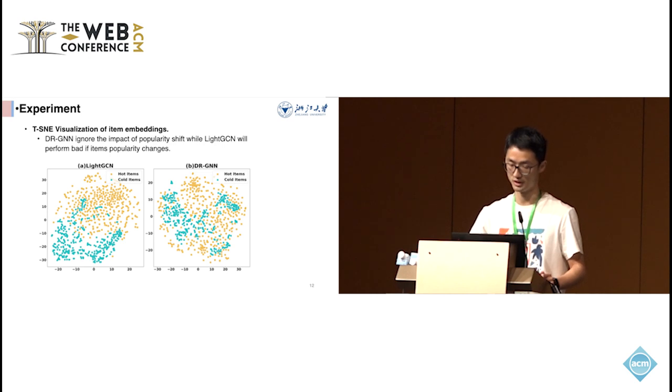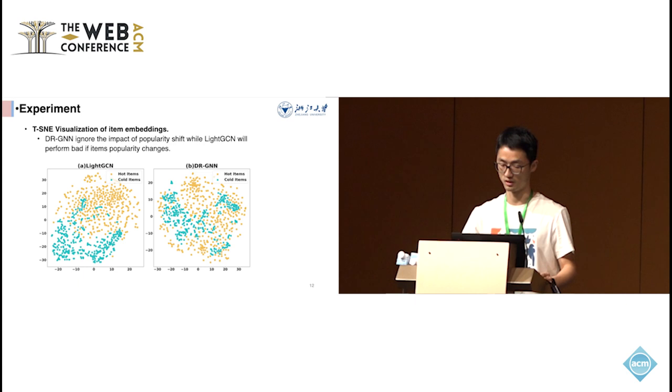To better demonstrate the effectiveness of DRGNN, we visualized the embeddings of items on a two-dimensional plane using t-SNE, distinguishing between hot and cold items based on their popularity. It can be observed that for LightGCN, there is a clear distinction between the hot and the cold items, indicating that the model will perform badly on data after changes in item popularity. In contrast, the embeddings learned by DRGNN show hot and cold items distributed in the same area, suggesting that the model disregards the impact of item popularity. This allows it to better adapt to negative effects brought by changes in popularity, demonstrating stronger robustness.